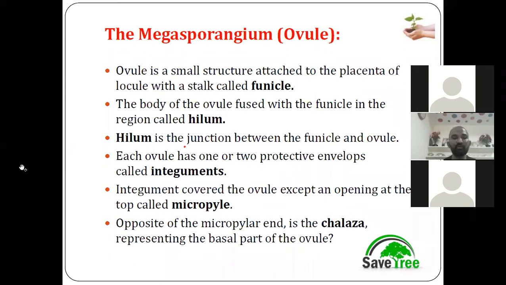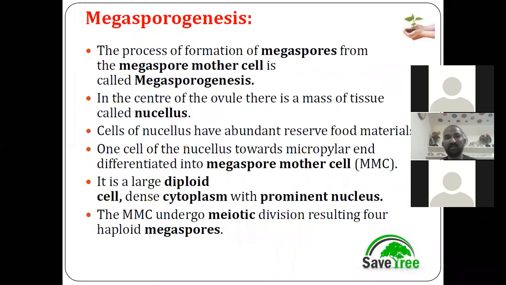Unitegmic ovule. These integuments cover the ovule except for an opening, which is called the micropyle. Because of that, the internal tissue of the ovule is not completely surrounded by the integuments. The integuments leave one space at the tip, and that region is called the micropyle. Opposite to the micropyle is the chalazal end, which is the basal part of the ovule.